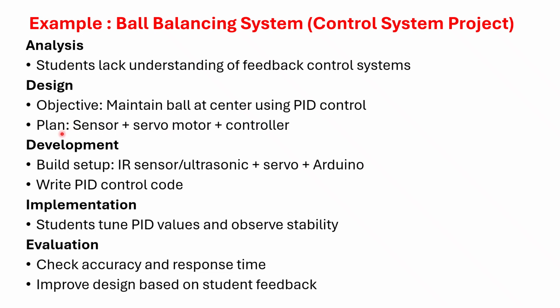Now we need to plan what sensors are required for developing the system: sensor, actuators, and controller. So for a ball balancing system, generally they use an ultrasonic sensor to measure the ball distance on the beam. Then using a servo motor, the beam can be actuated, and finally the ball can be maintained at the center position with the help of a controller.